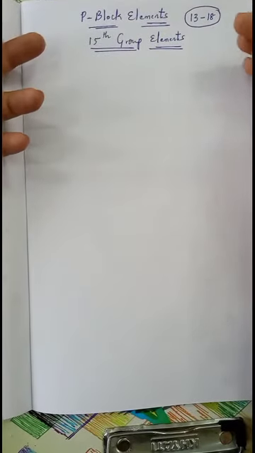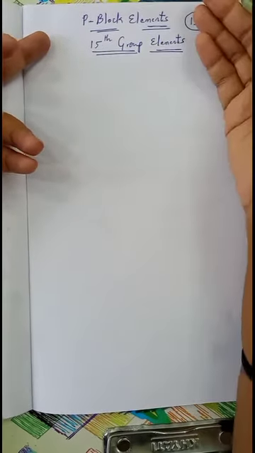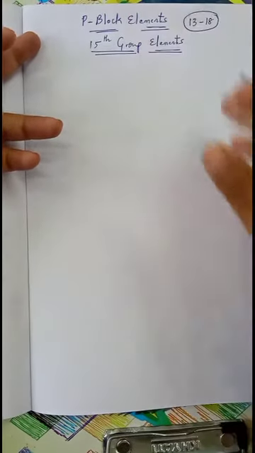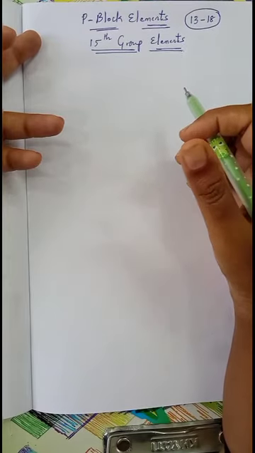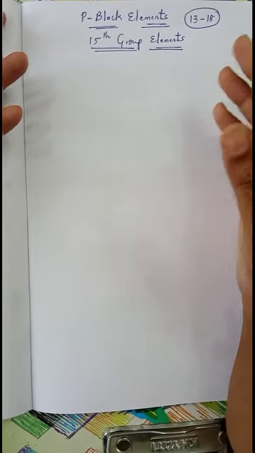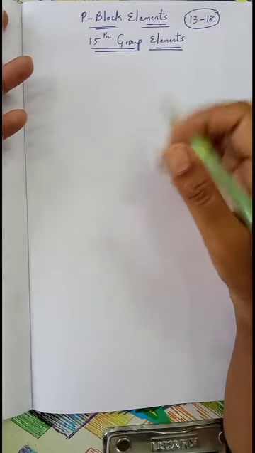In this video, we will discuss another important chapter, that is P block elements. P block elements are the elements which are present in the periodic table. There are several elements present in the periodic table. To study each and every element individually is very difficult, so they have divided these elements into groups and periods. Now we want to discuss these P block elements group wise.